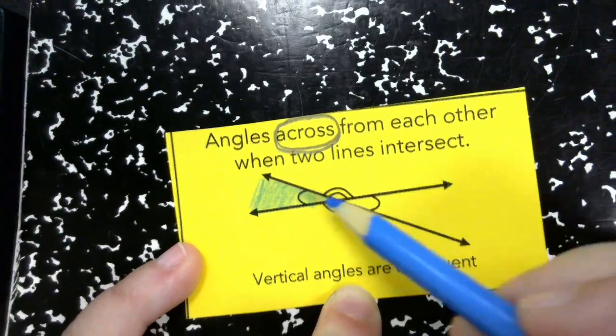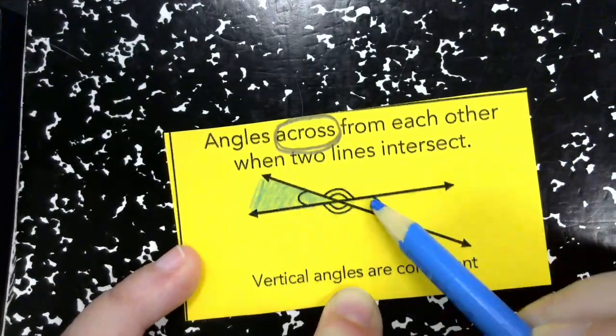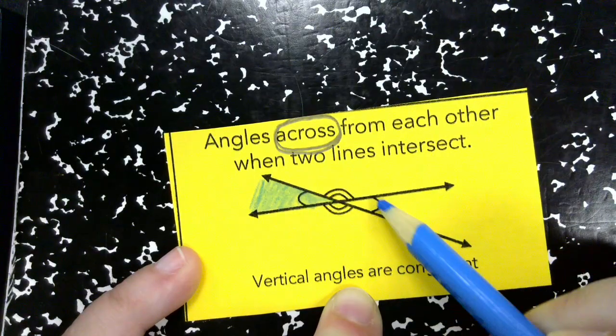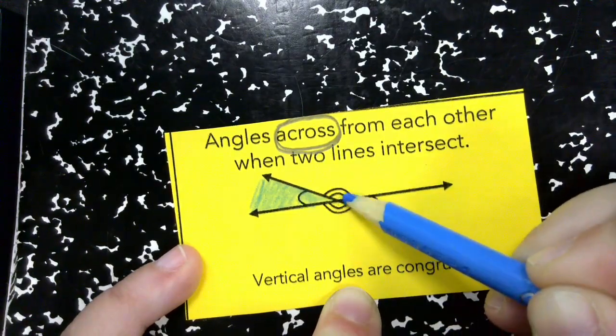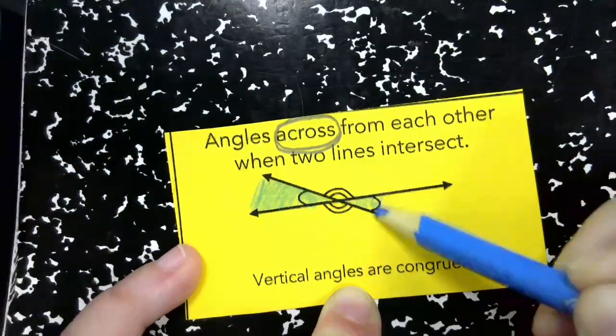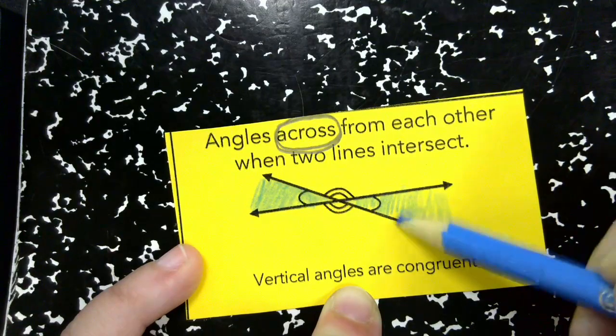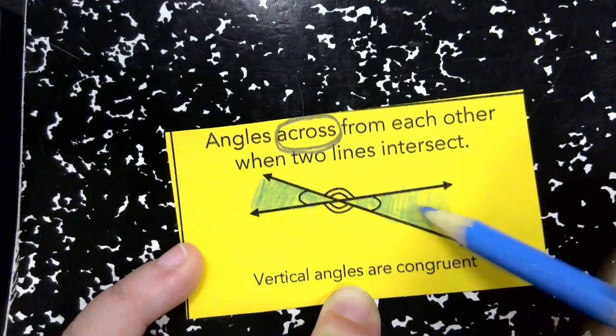And that vertical angle with it would be the one that goes across. It's like you see that vertex and you go through the vertex, across to the other side. So they're not next to each other. They don't share anything other than that middle point. They're across from each other.